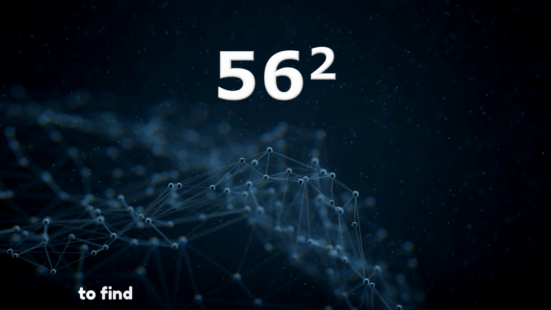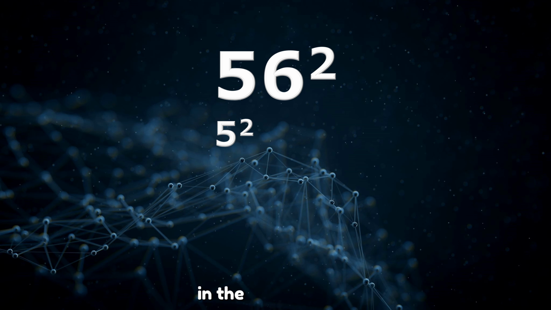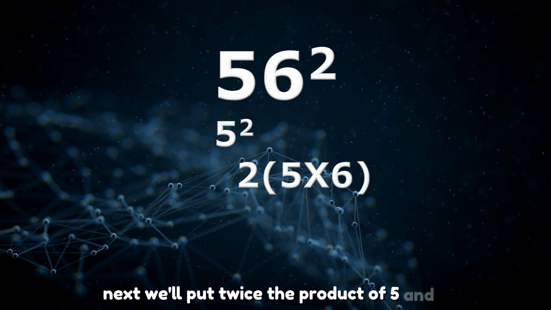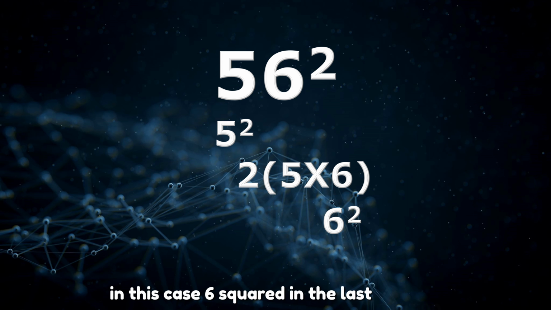To find the square of a general two-digit number, say 56, we'll start by putting the square of the first digit in the first position. Next, we'll put twice the product of 5 and 6 in the next position. Lastly, we'll put the square of the last digit, in this case 6 squared, in the last position.